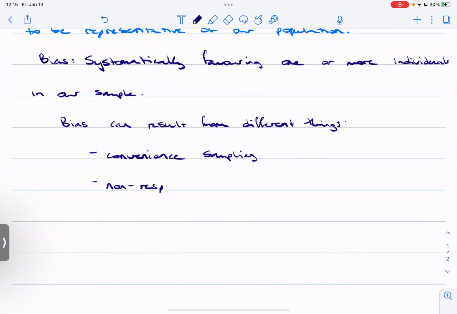But non-response bias. What's non-response bias? You try to include people in your survey, but they don't respond to you. They don't do the survey.